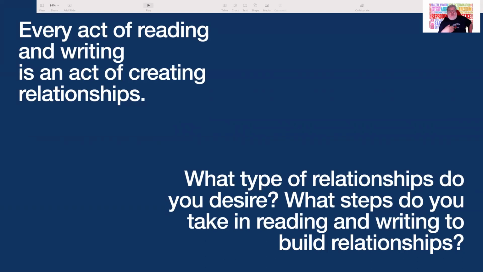Because every act of reading and writing is an act of creating relationships, even in a discussion board. Every act of reading and writing is an act where you are creating relationships. The question to ask yourself is, what type of relationships do you desire? What steps do you take in your reading and writing to build those relationships?